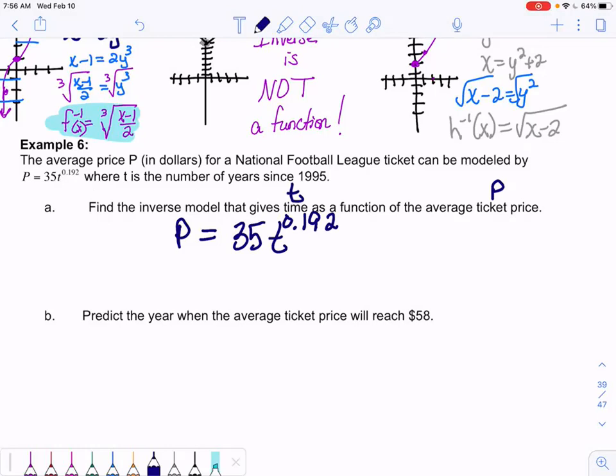So the first thing that you would do, Malachi, to solve for T, what do you think? If I want to get T by itself, what do you think the first thing that we would have to do is? Before that, what do we have to get rid of in front of it? What's being done with the 35? Not subtract it. It's being multiplied right now. What's the opposite of multiplying? Divide it. Yeah, let's divide it. You're good. So let's divide the 35. So now I have T to the 0.192 equals P over 35.